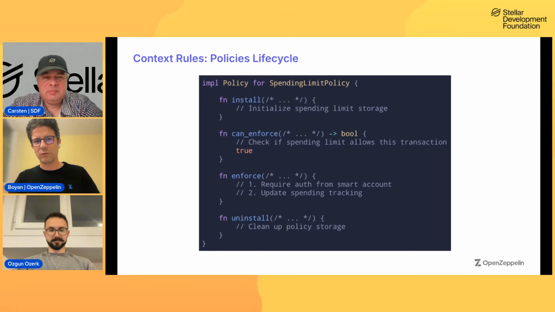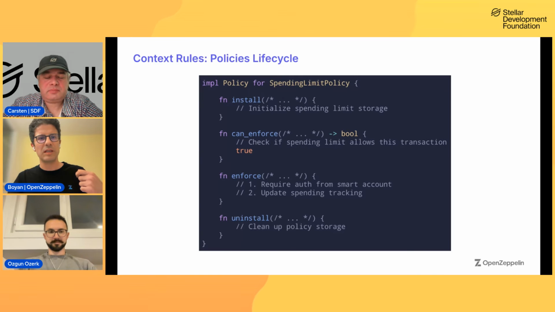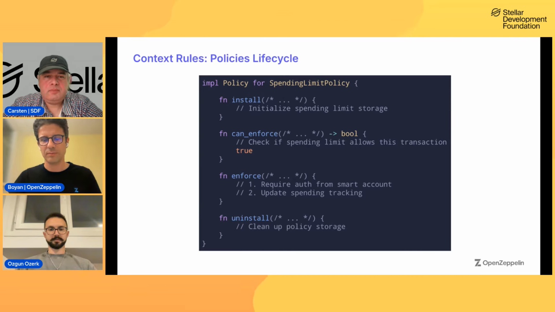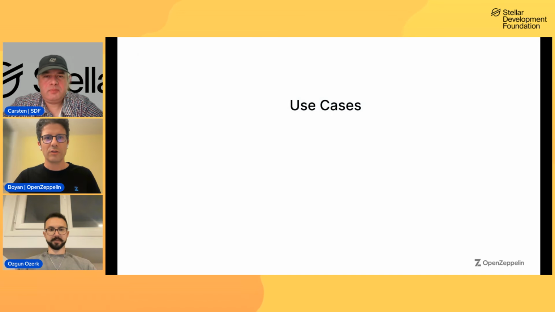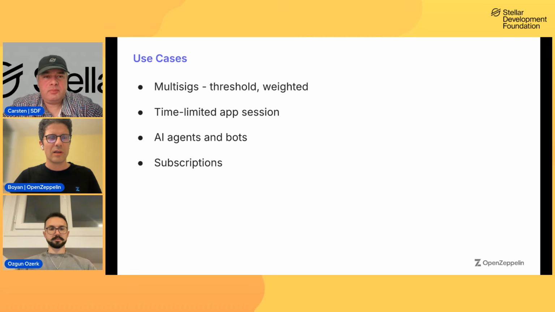And yeah, to sum it up, we can have up to 15 context rules per smart account, and each context rule contains signers and policies. So let's see some use cases. Yeah, the most trivial one is the multi-sigs, threshold based or weighted multi-sigs.